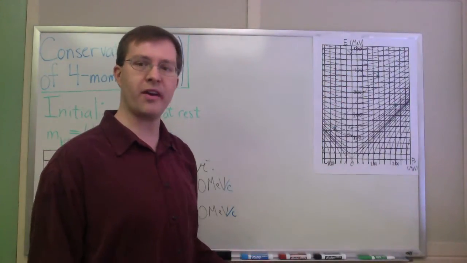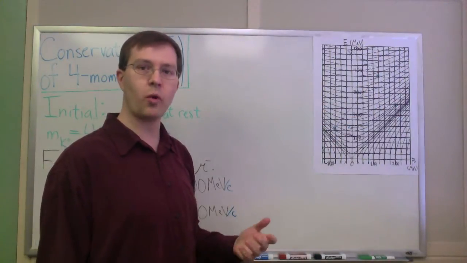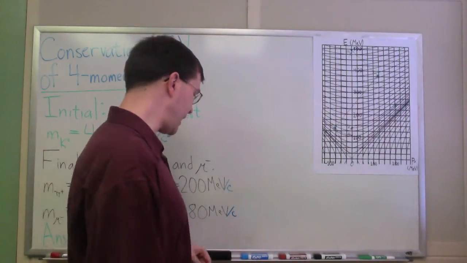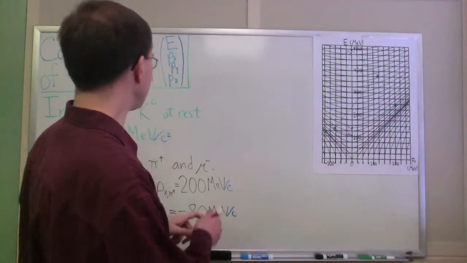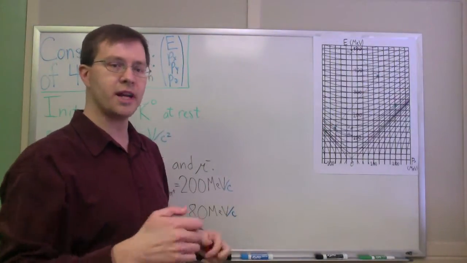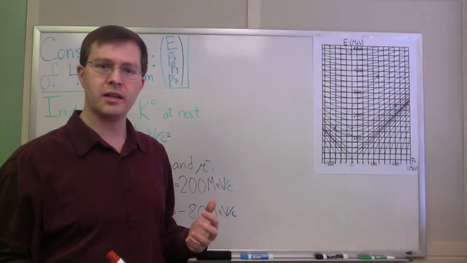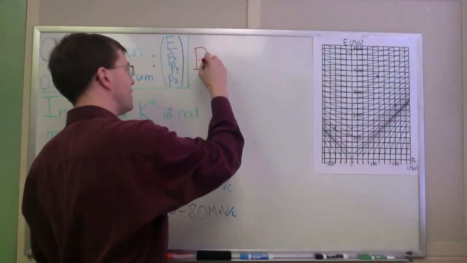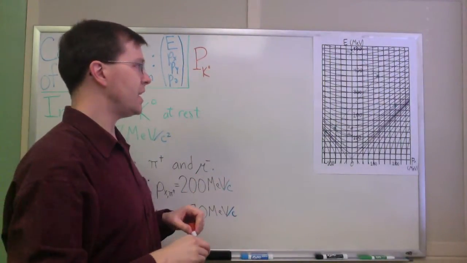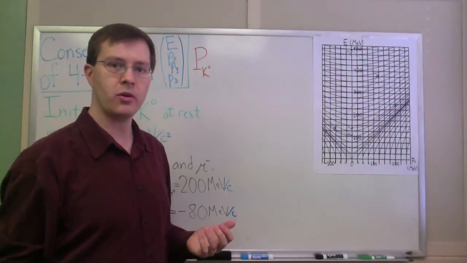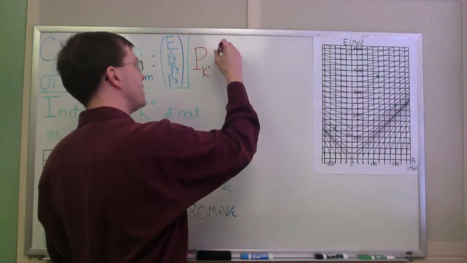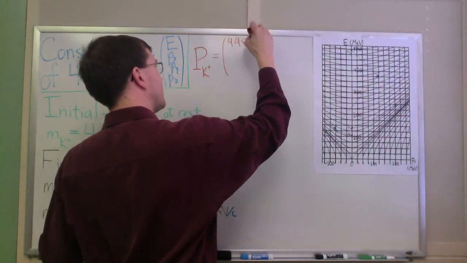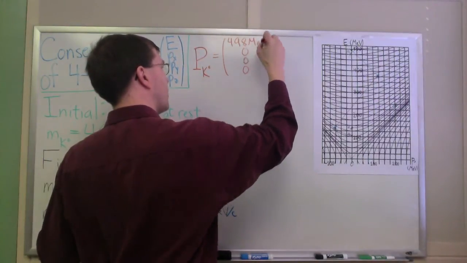How do I solve this problem if I don't have hyperbola paper handy, or if I want to do it more precisely than just reading things off this graph? Well, I can set up the four momentum (energy, px, py, pz) for all these different objects. Our notation in this class has been to call four momentum capital P. The kaon is at rest, so px, py, and pz are all 0, which means its energy is just equal to its mass. So the four momentum of our kaon is 498 MeV, 0, 0, 0.